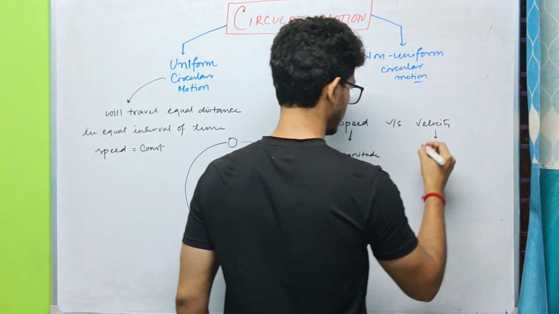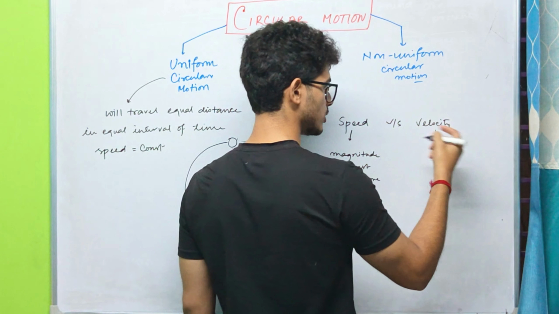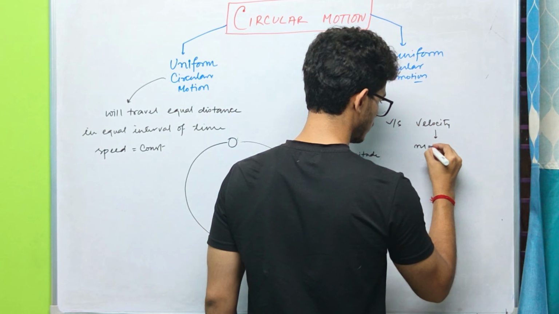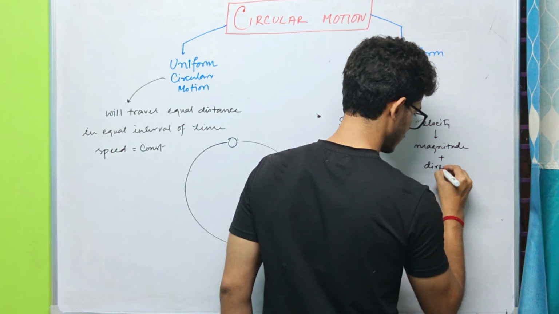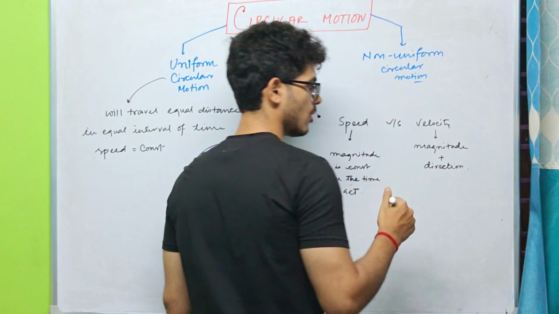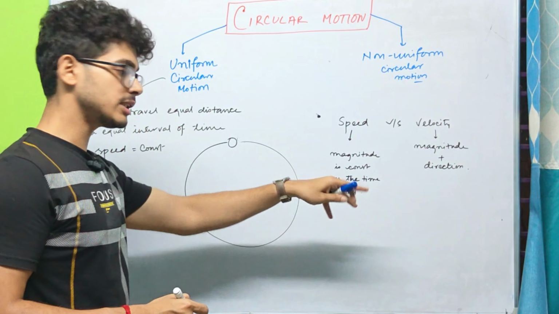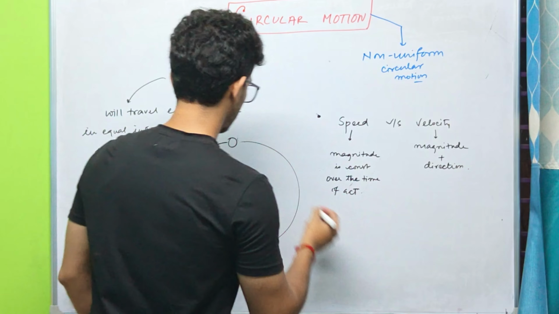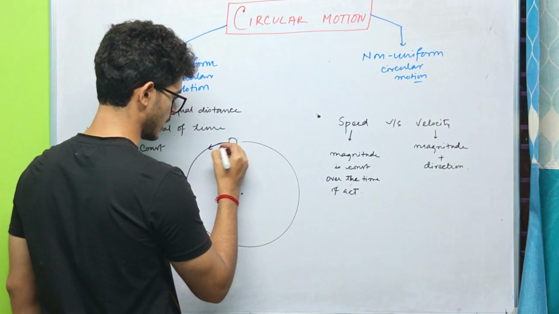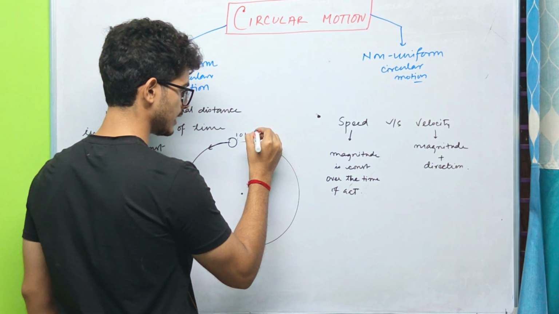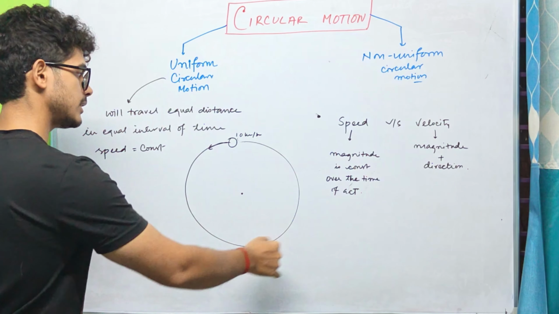But in case of velocity, there are two parameters which define if it is constant or not. That is, one is magnitude and the other one is direction. When we define velocity, we have to define along with magnitude the direction in which it is acting on the body. So if we say the body is having a speed of 10 km per hour, then it is constant all over the path. It is moving with 10 km only.